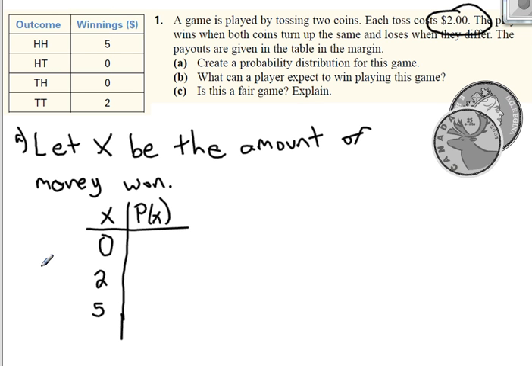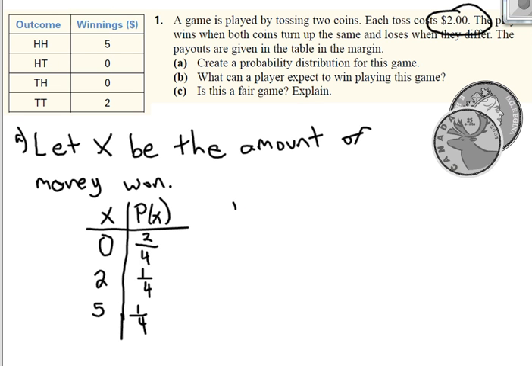So now let's go through. What is the probability that you win $0? Well, out of 4 possibilities, 2 of them are $0. So the probability there is 2 out of 4. The probability of winning $2 is 1 out of 4. And the probability of winning $5 is 1 out of 4. So there's your valid probability distribution. I don't care if you reduce your fraction, and I don't care if you turn it into decimals or not. That is a probability distribution in table format.